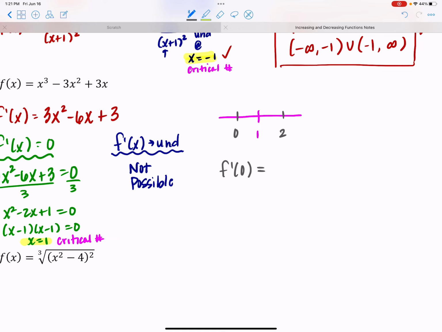So f prime of 0 means we're looking at 3 times 0 squared minus 6 times 0, and then plus 3, so we end up with positive 3. And again, positive means we're increasing. Find f prime of 2. So 3 times 2 squared minus 6 times 2 plus 3.